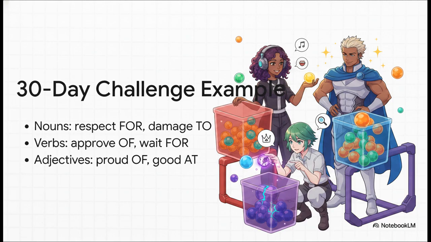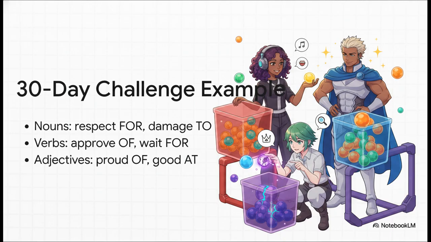Check out how they pair up. For nouns, you have a respect for something or you cause damage to it. For verbs, you might approve of or listen to. Adjectives have some really interesting tendencies. Adjectives describing skills often use the magnet at, like being good at English.